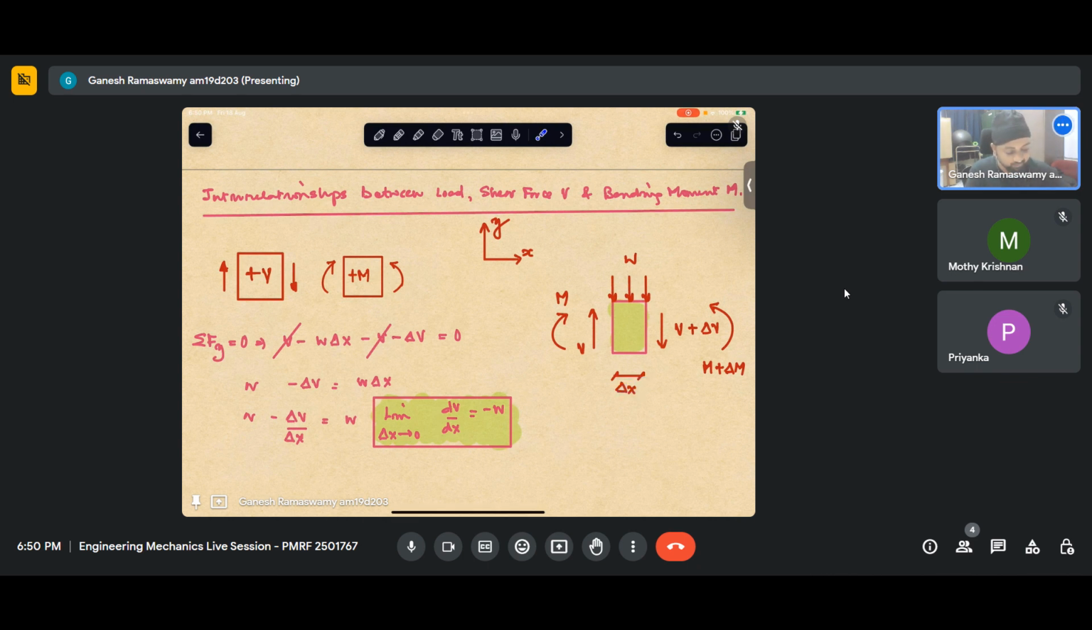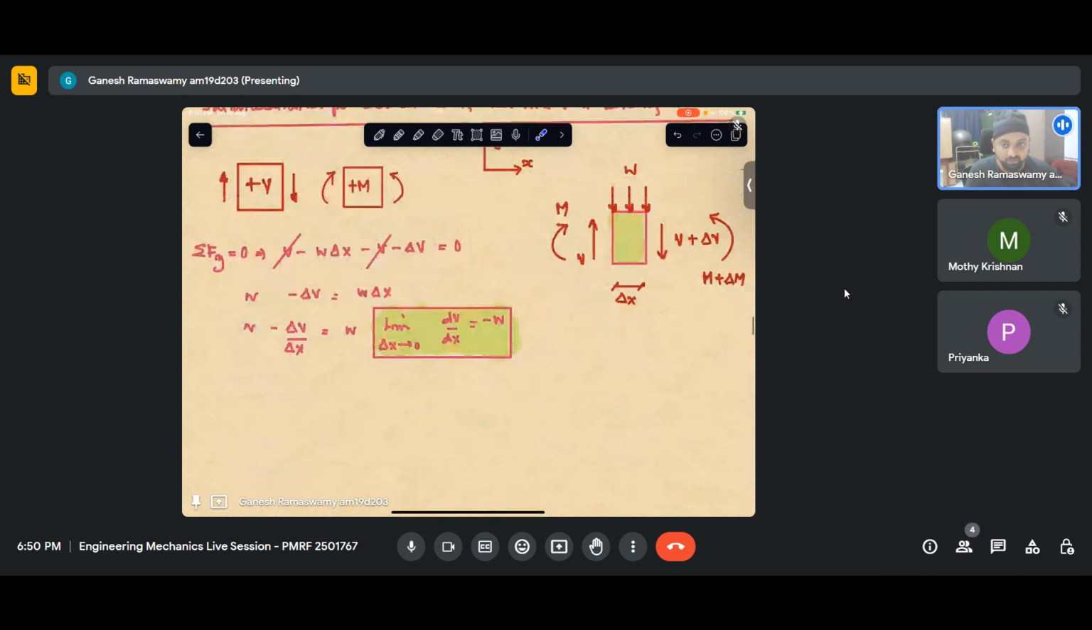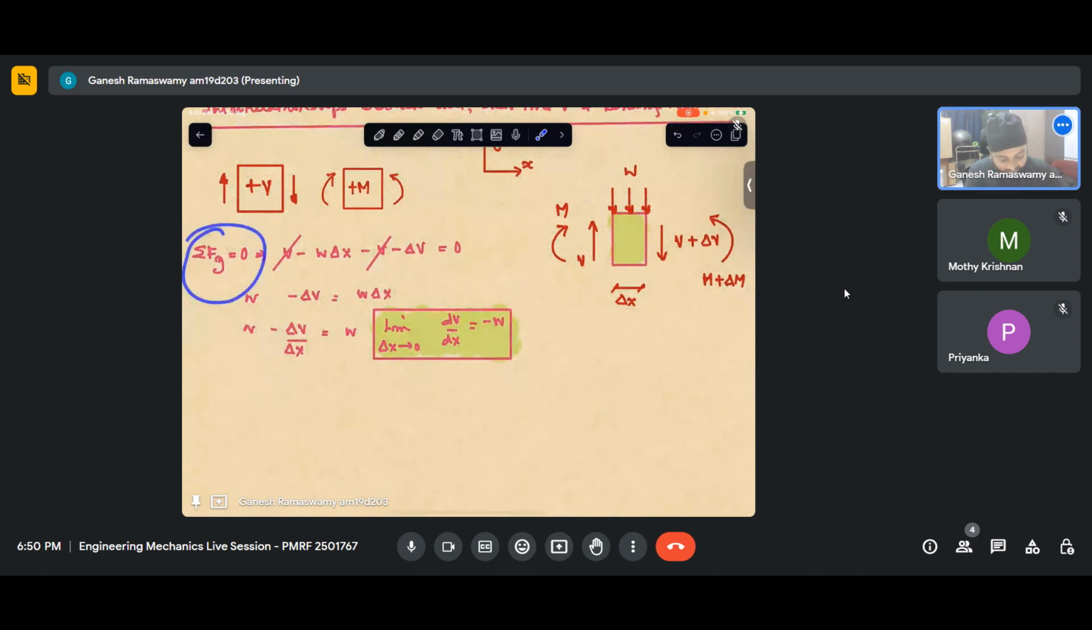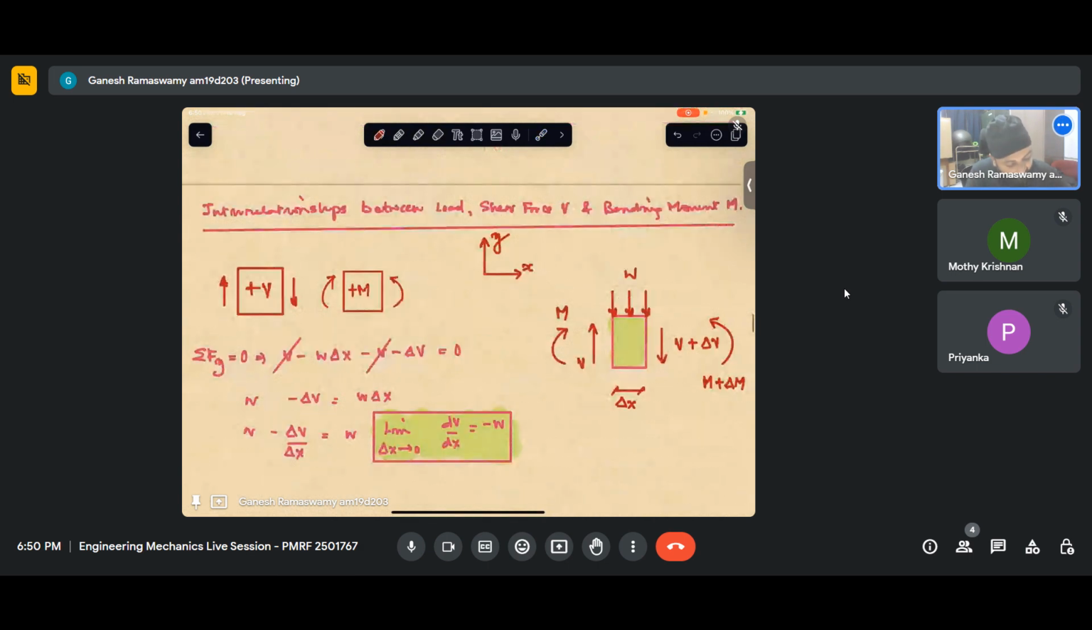Now, since the beam is in equilibrium, this subsystem has to be in equilibrium. If I solve for the force equilibrium, this V is pointing upward. In force equilibrium, M will not appear. So I have plus V minus W into delta x. The unit of this W is Newton per meter, so I will get the force only when I multiply this with a distance. This is essentially called a load intensity. I'll discuss that more as I go about solving.